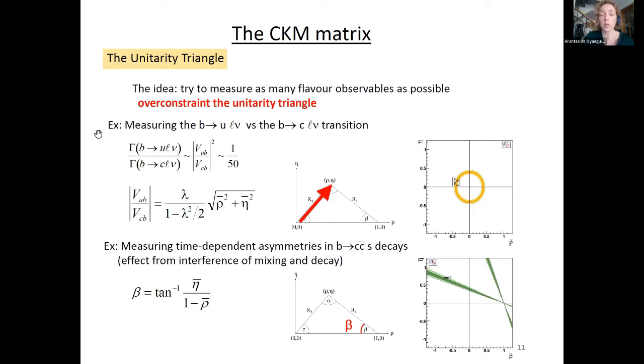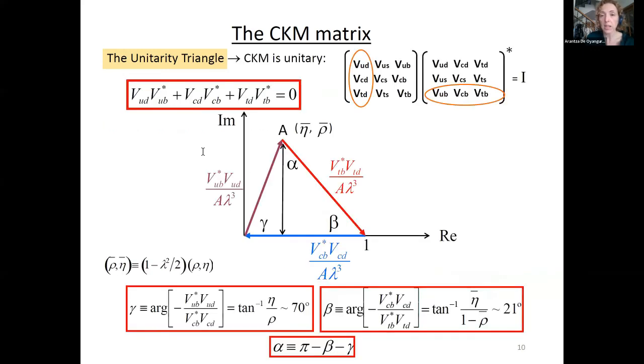So the idea at the end is to over-constrain this unitarity triangle, measuring as many flavor observables as we can. For instance, we can measure the B to U lepton neutrino transition versus the B to charm lepton neutrino transition. This is a change from third to first generation, and here it is just from B to C, from third to second, so this is more favored. The ratio of the widths goes like V_ub divided by V_cb squared, which is about 1/50.